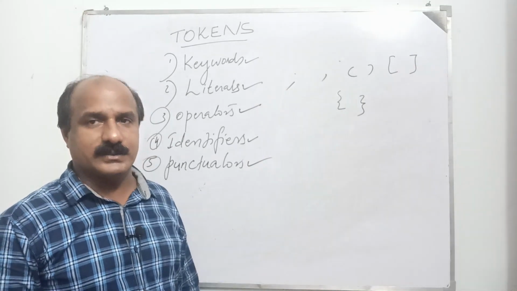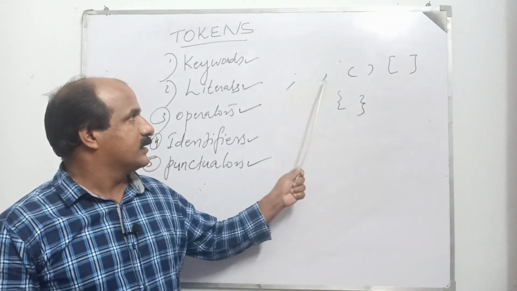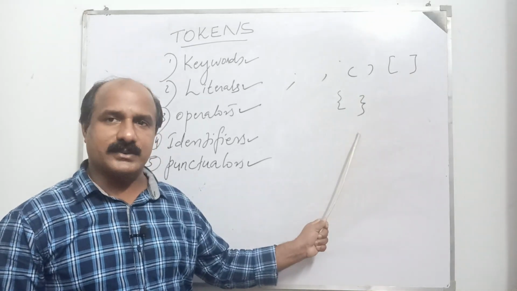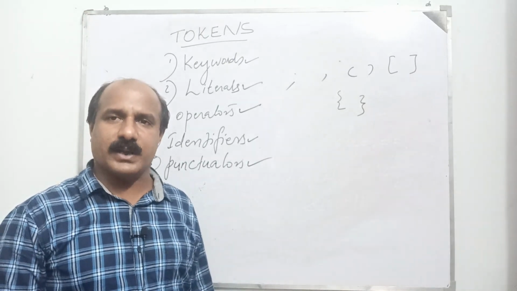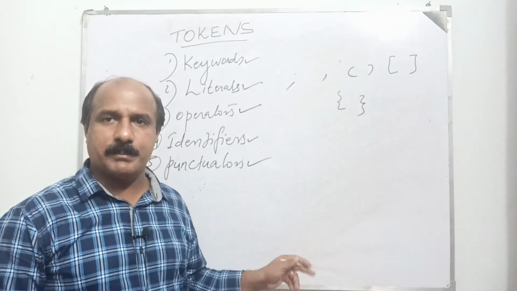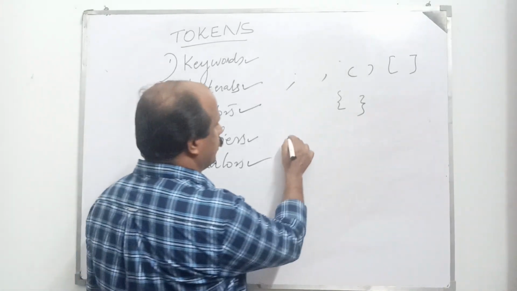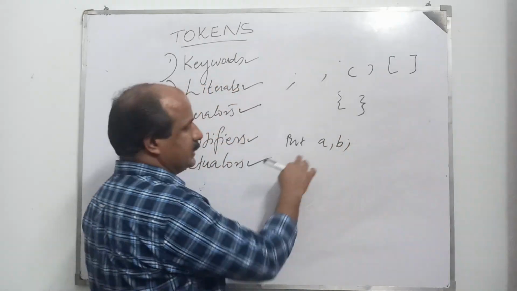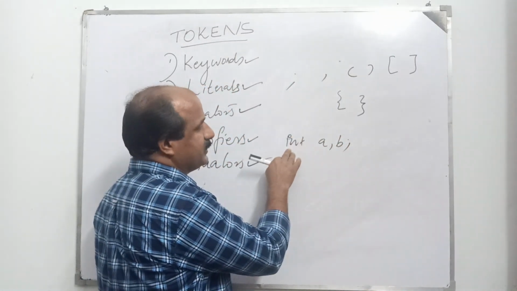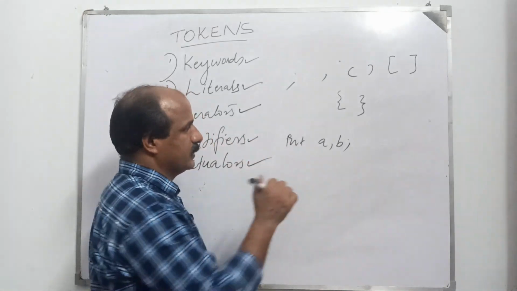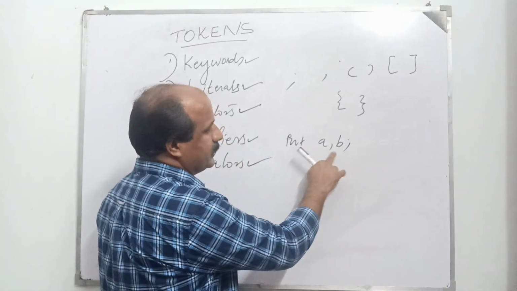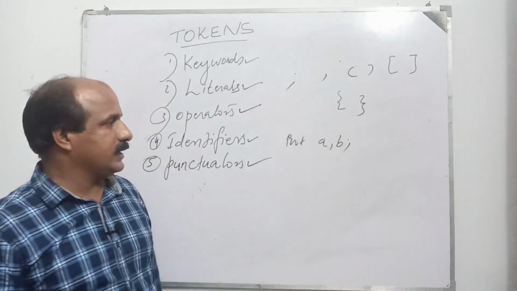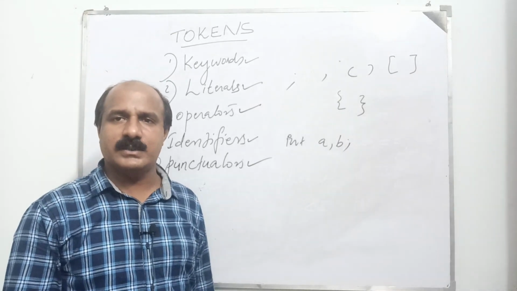The last token that we are going to discuss is the punctuators. These are the punctuators. This is semicolon, comma, then the parenthesis, square bracket, curly bracket. These have various functions when they are used in a Java program. For example, if you want to write int a, b, it means I have declared two integer variables of the same type. To separate them I used the comma symbol, and this semicolon indicates the termination of the particular statement.